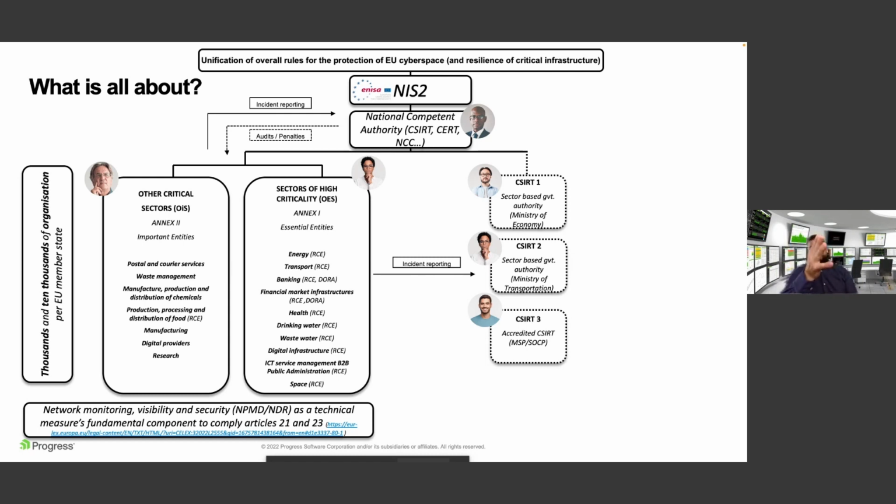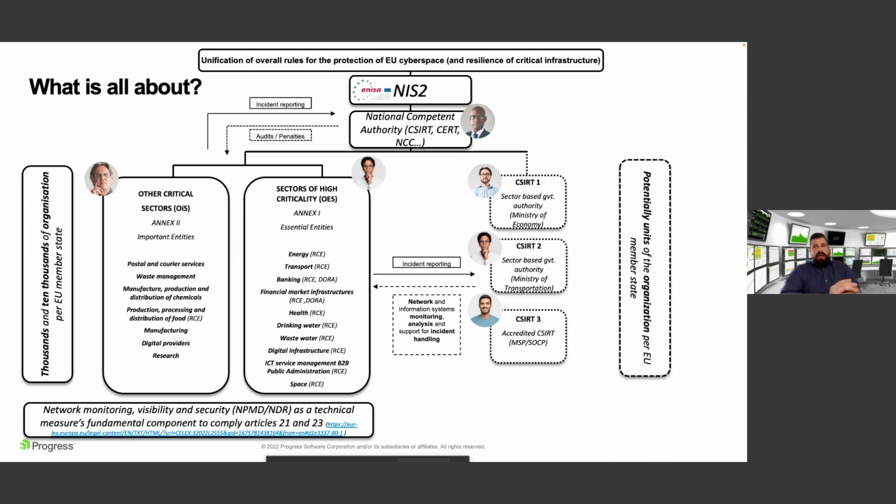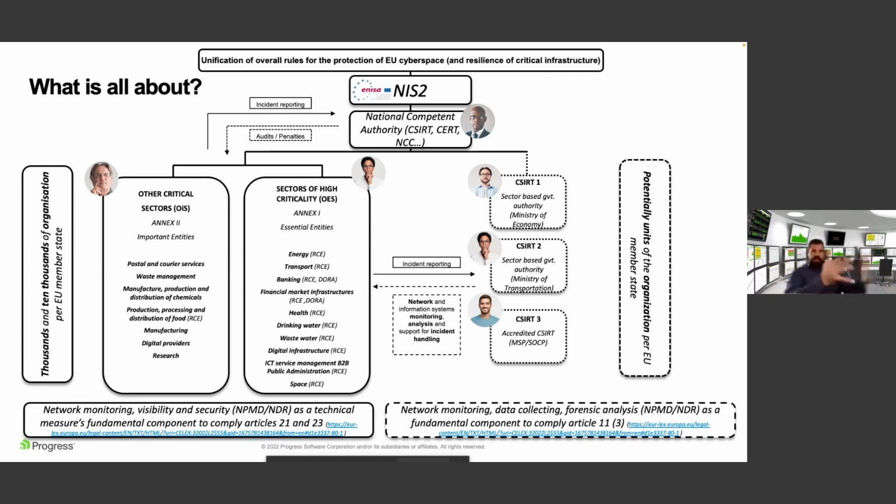So there are also obligations of incident reporting from the essential and important entities to the CSIRTs, and CSIRTs are responsible for network and information system monitoring, analysis, and support for incident handling back to the regulated entities. This is potentially units of organizations per EU member state, these computer security incident response teams. And again, because it's all about supporting network and information systems monitoring, analysis, and support for incident handling, network monitoring, data collection, and forensic analysis are a fundamental component to comply with Article 11.3, which describes the obligations for computer security incident response teams. So this is all about the Network and Information Security Directive.